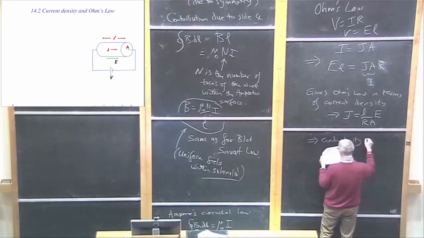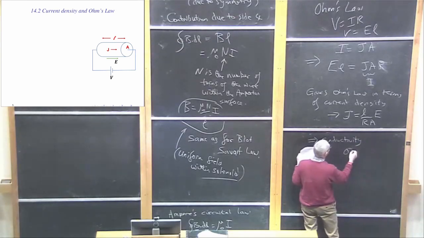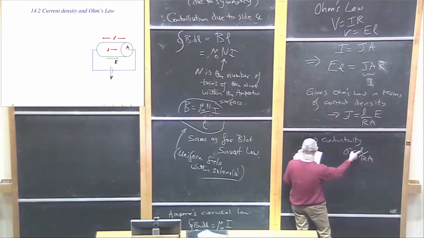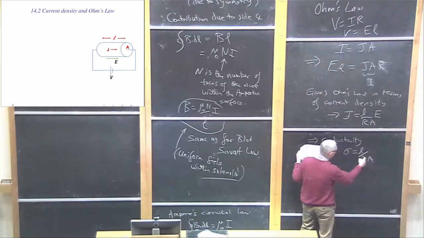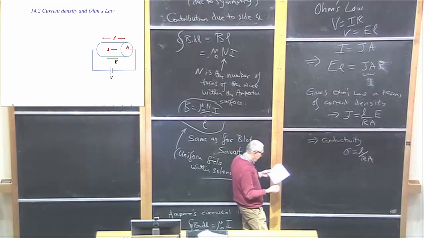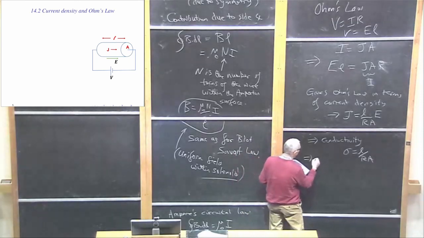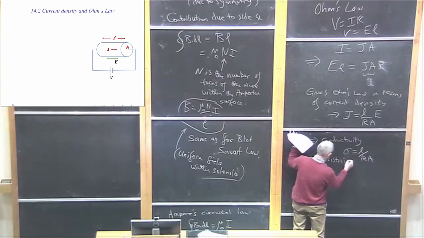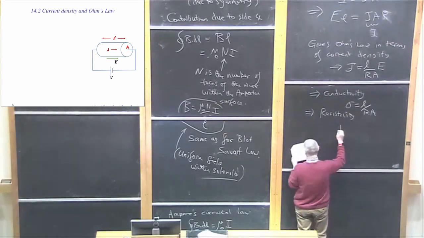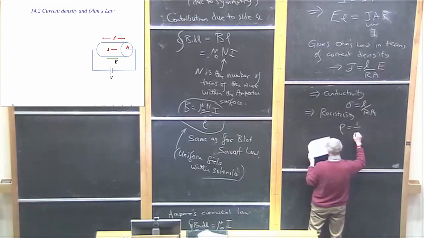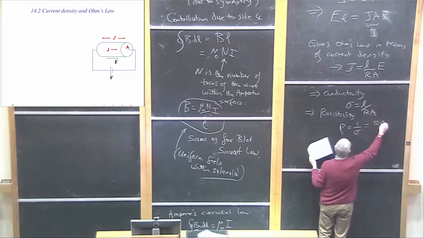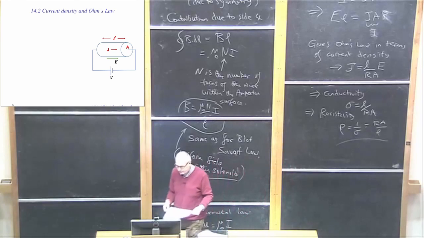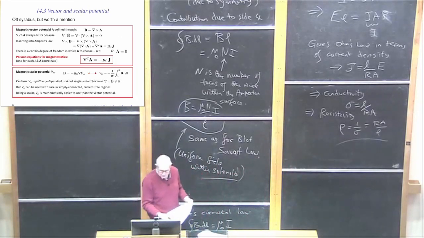This leads to the definition of conductivity, which you often see in prelims, and you always forget what it is. It's this: conductivity is the length divided by the resistance times the area, which is then the reciprocal of the resistivity, which I call rho, is 1 over sigma, is RA over L. Good. That's just, again, a bit of an aside.